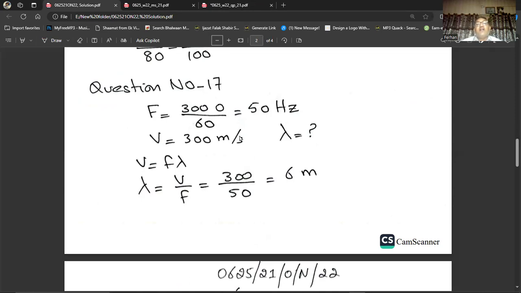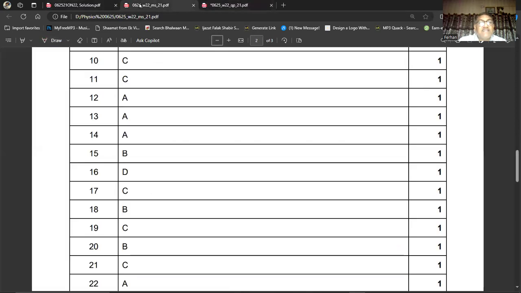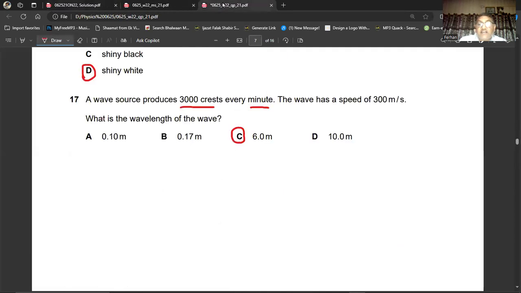The speed is 300 meter per second. The wavelength is the question. You know the wave equation, V is equal to F lambda. So lambda will be equal to V divided by F, and that is 300 meter per second divided by 50 hertz, and that is 6 meter. So the wavelength is 6 meter. Do we have that here? C is the option, sir. Question number 17, C is the right option. This is the solution.